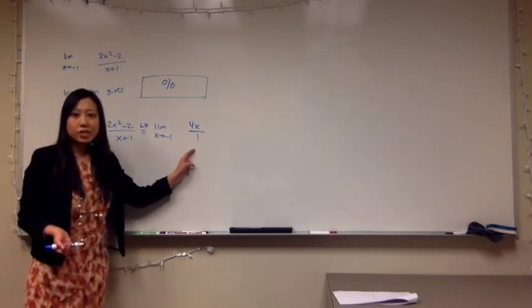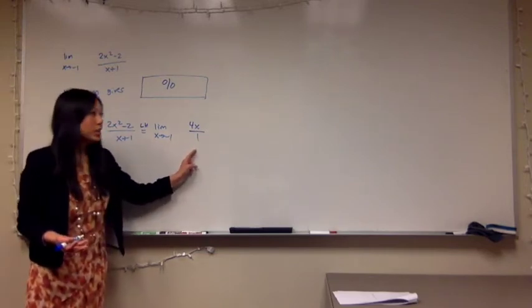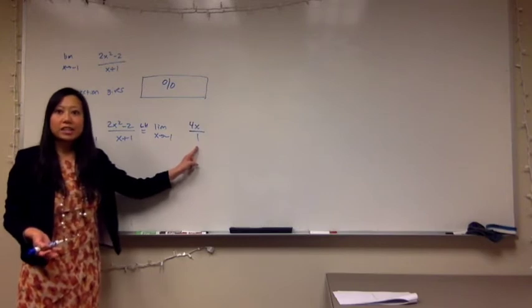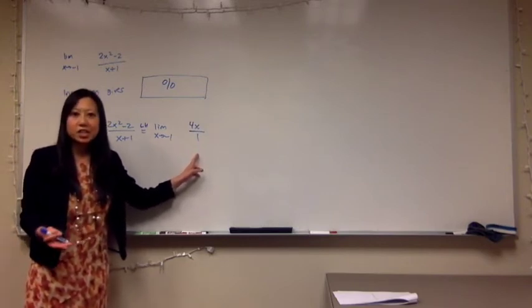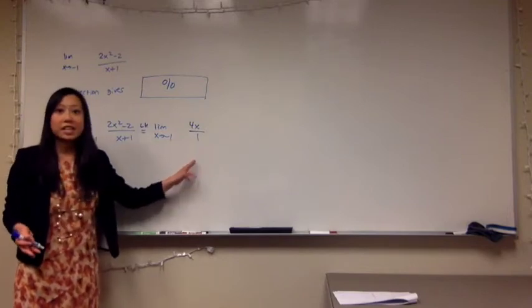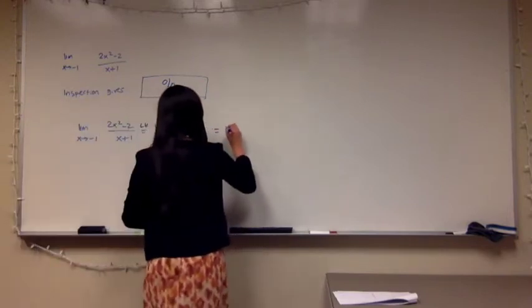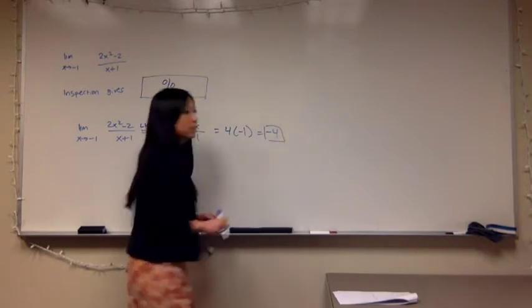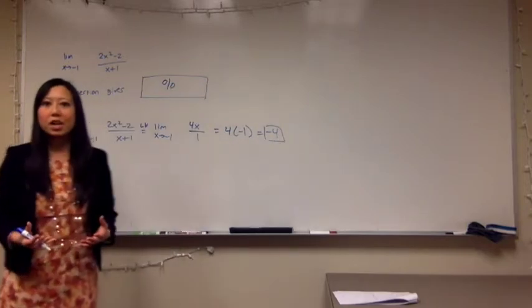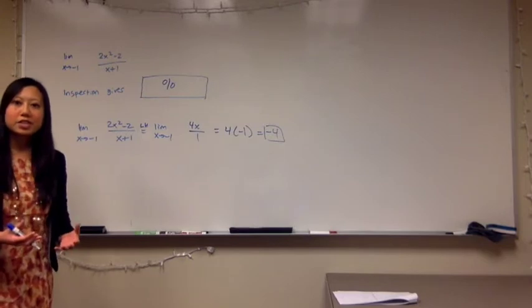Now let's go ahead and try inspection again, or direct sub. So if I plug the negative 1 in, am I going to get a real finite number? Yes, I'm not going to get an indeterminate form, so I could go ahead and plug in the negative 1. I have 4 times negative 1, and so that's negative 4. And that was a basic L'Hopital problem. Okay, so now we're going to see some others.